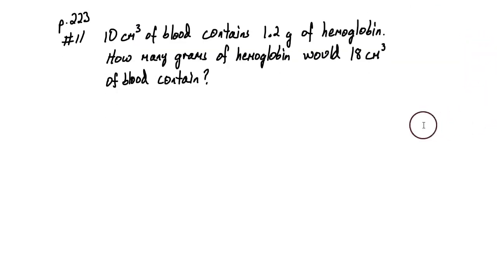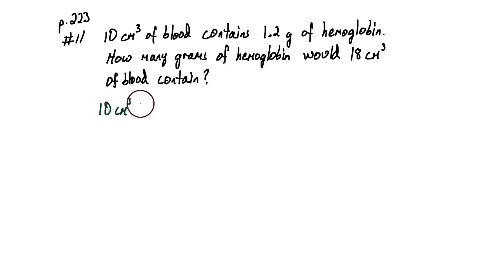Next, number 23, we have a word problem, and it's about human blood. We're given some facts about human blood. 10 cubic centimeters of blood contains this many grams of hemoglobin. We're asked how many grams of hemoglobin would 18 centimeters cubed of blood contain. We can write an equation with this, or we can solve this with a proportion. I'm going to use a proportion.